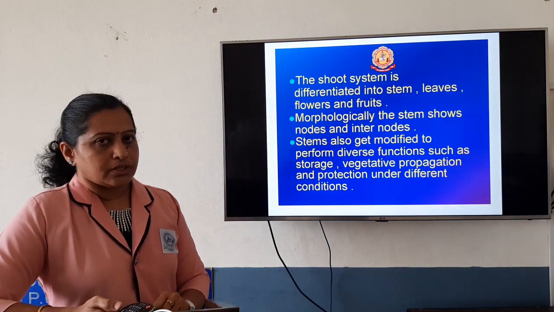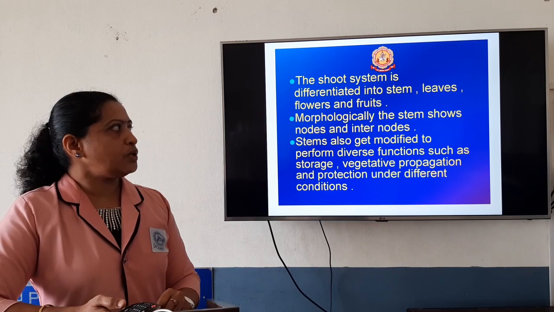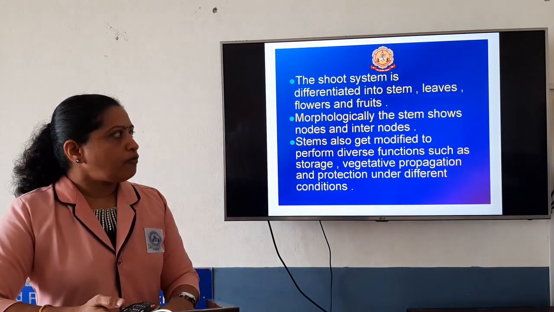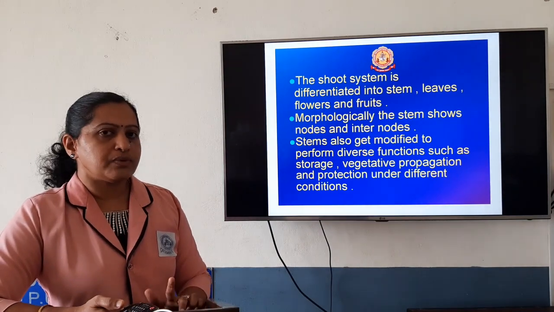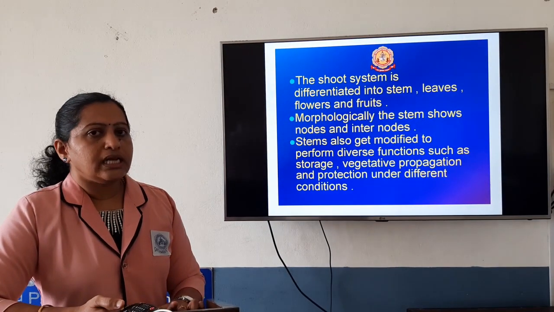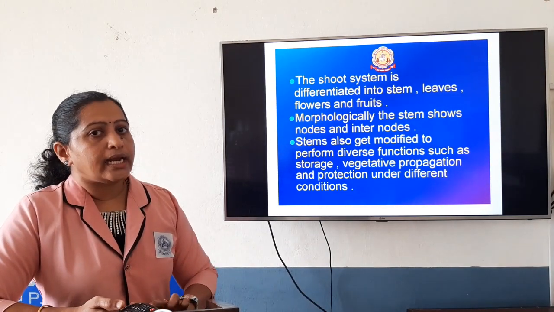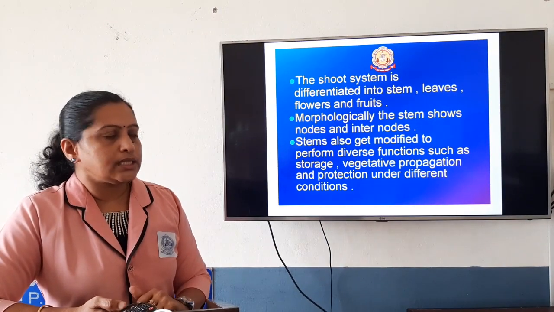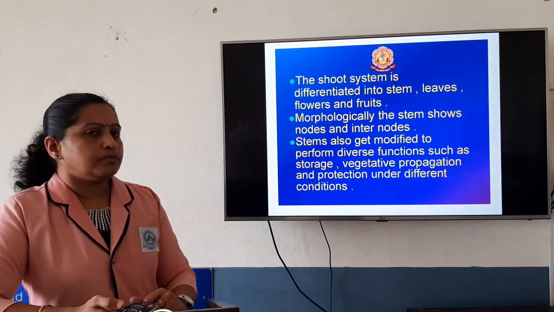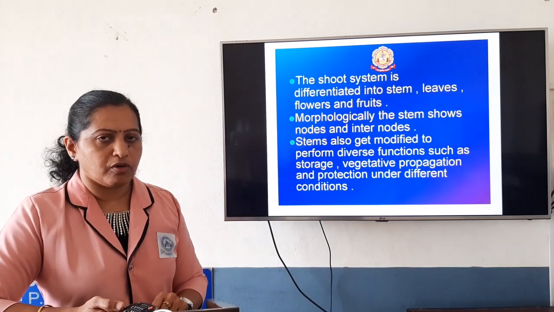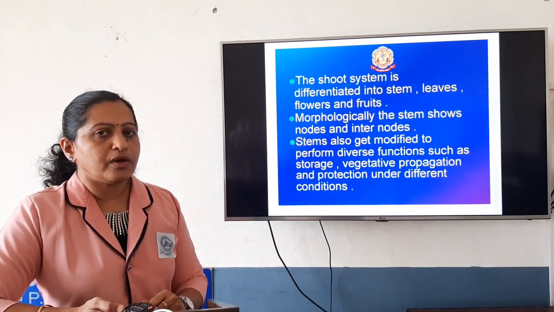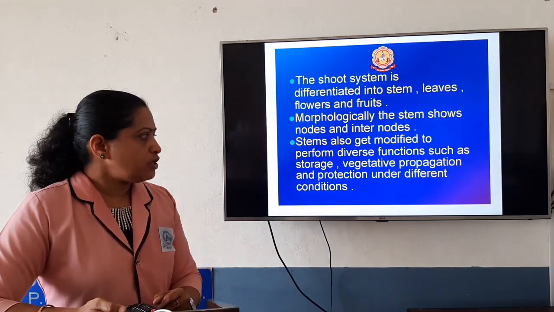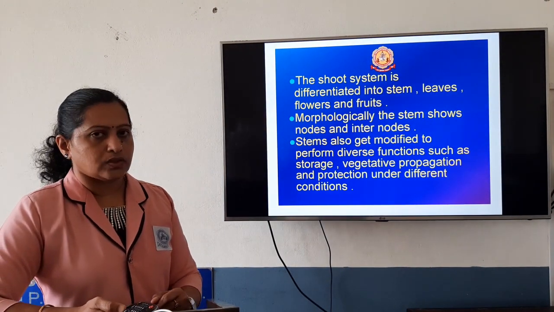Next, coming to the shoot system. The shoot system is differentiated into stem, leaves, flowers, as well as fruits. Morphologically, the stem shows nodes as well as internodes, and usually the leaves arise at the nodes and do not arise at the internodes. Between two nodes, the axis is termed the internode. Stems have certain general functions to perform. In addition to that, they can also perform some specialized functions like storage of food, vegetative propagation, protection, etc.